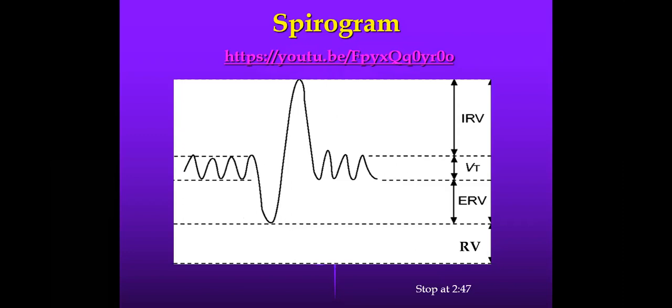FRC. That's your FRC, functional residual capacity. Everything that's left in the lungs after a normal out. So you look at it, normal out, you got this part, which is the ERV plus RV. ERV plus RV is FRC. It's not written on here yet.